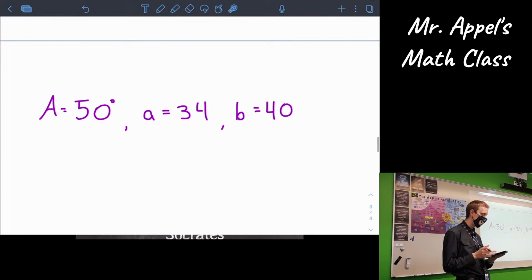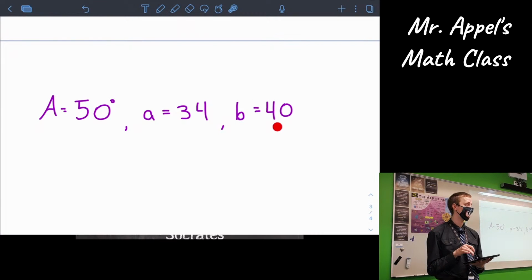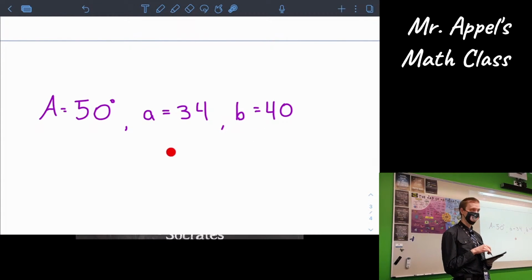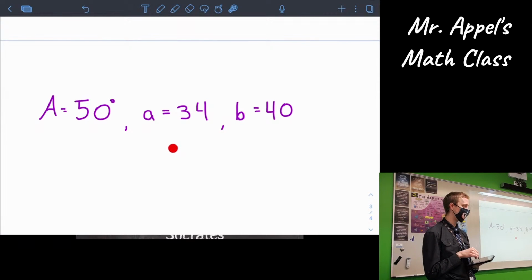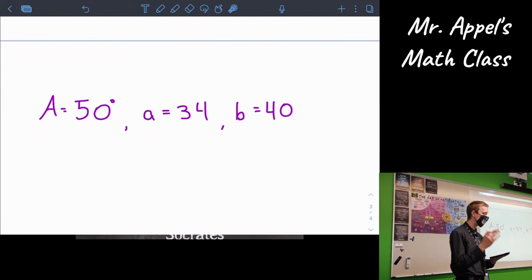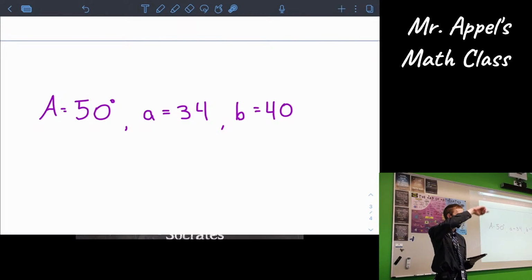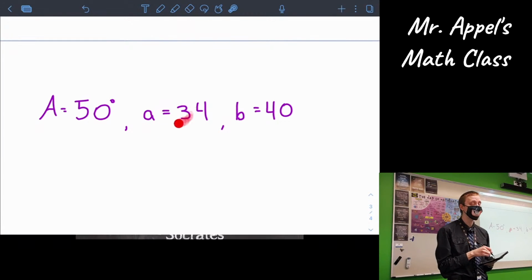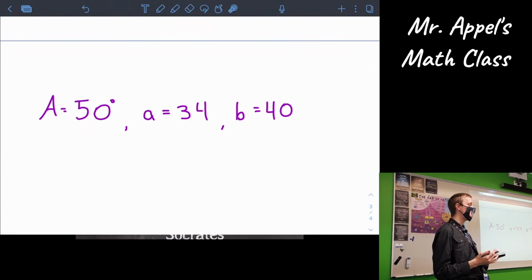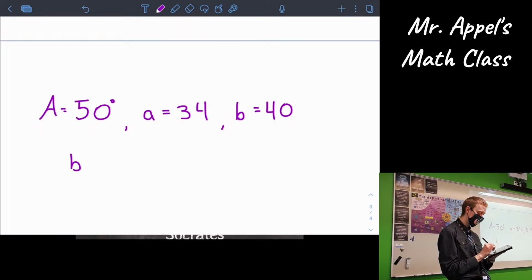Okay, how about, is it automatically a one solution? Is A greater than B? No. So it's not automatically a one solution, which means our only options left are, it is either the special case no solution where A is still too small, or it's going to be a two solution, right? Which means we need to calculate what is B times sine A.